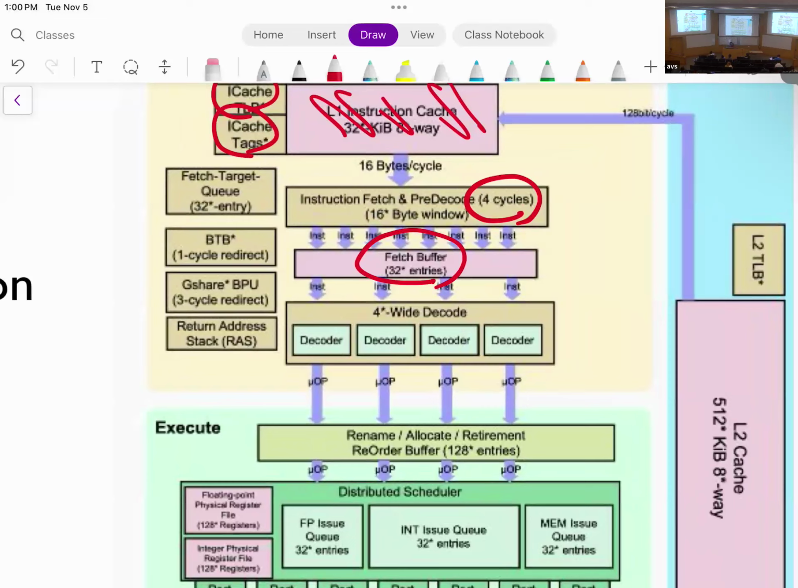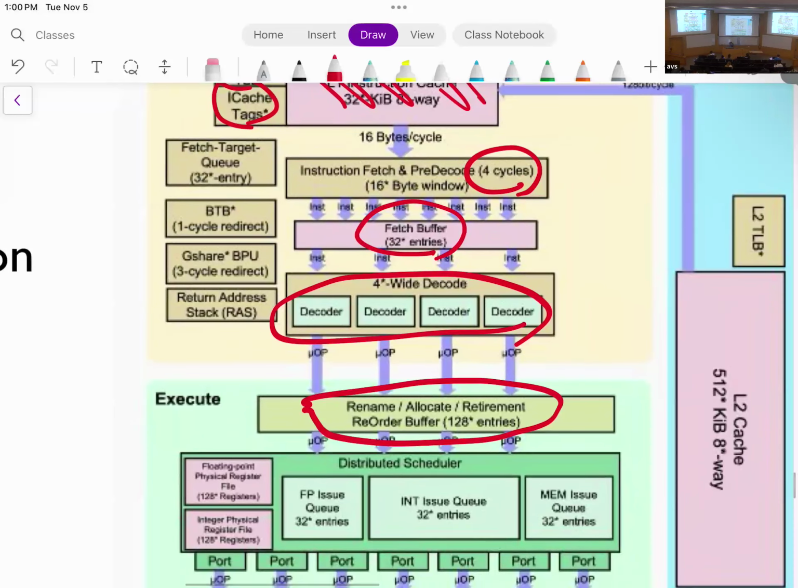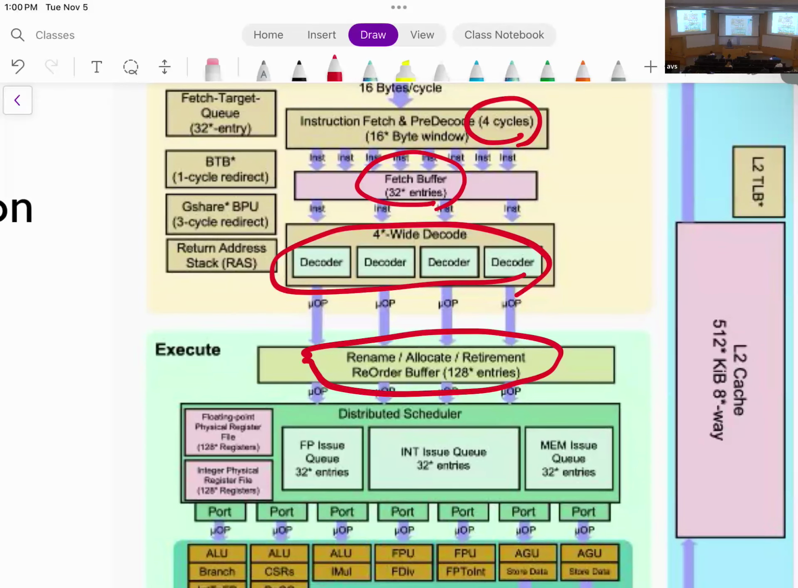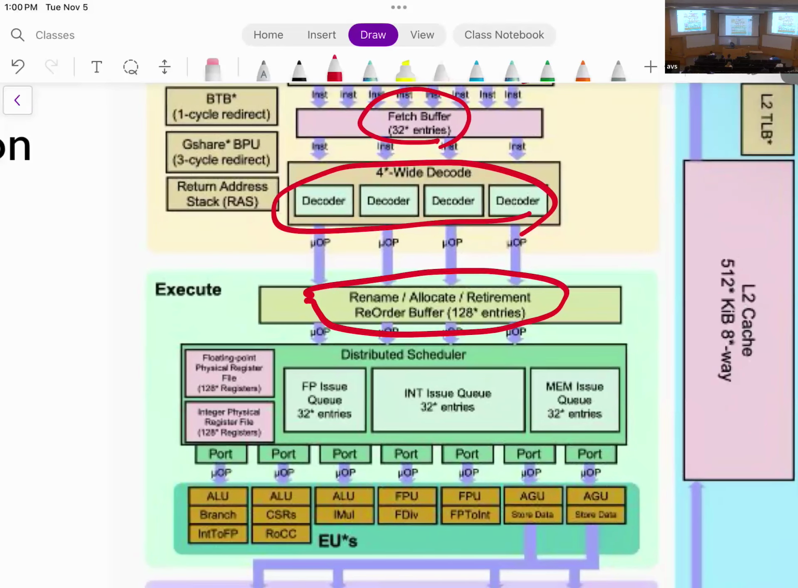And then I'm going to decode 4 wide, right? Because we fetch 4, we technically can do 4 together. And then I'm going to put it into the reorder buffer. As you can see here, we have 128 entries in my reorder buffer. And then I'm going to have a scheduler or reservation station. For this particular case, you see that it's a distributed scheduler, which means that every functional unit has its own queue, right? So we have an int queue, a memory queue, and a floating point queue, okay?